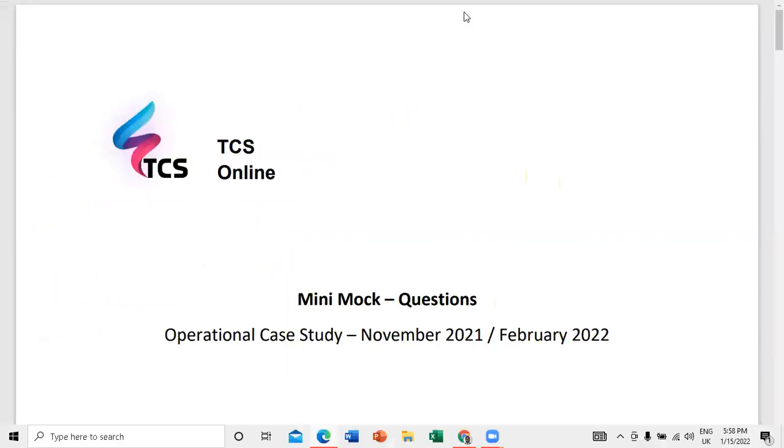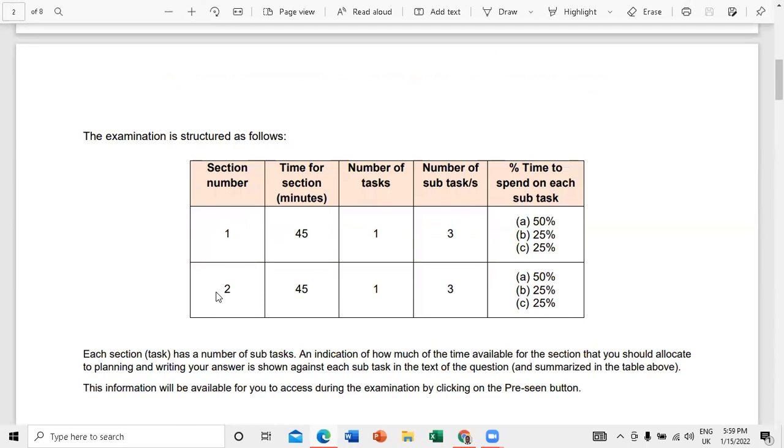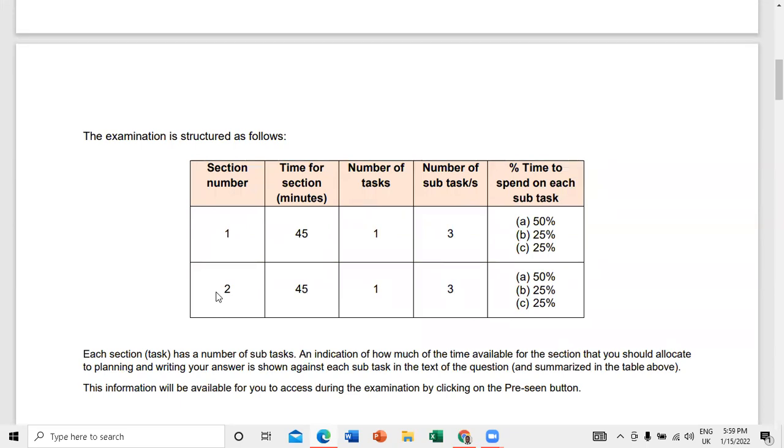Right, so, mini mock questions. Why we call this a mini mock is, in your real exam you would have 4 tasks, but here there are only 2 tasks, and each task has a time allocation of 45 minutes and 3 subtasks each. The weightages are provided here. In task number 1, there's a weightage of 50%, 25%, and 25%.